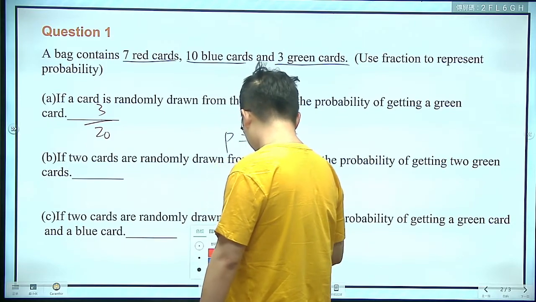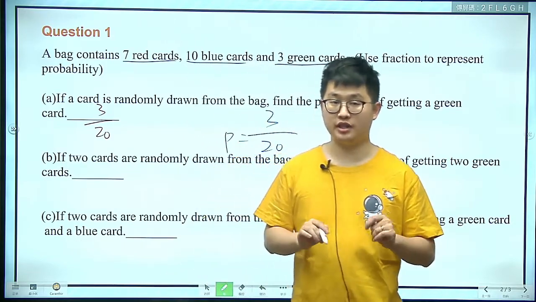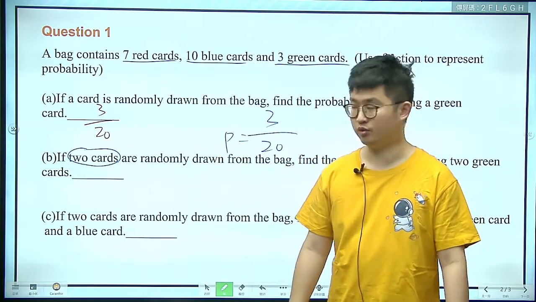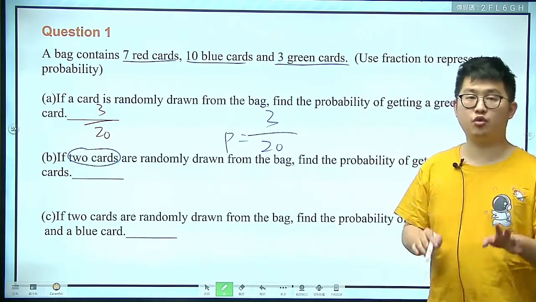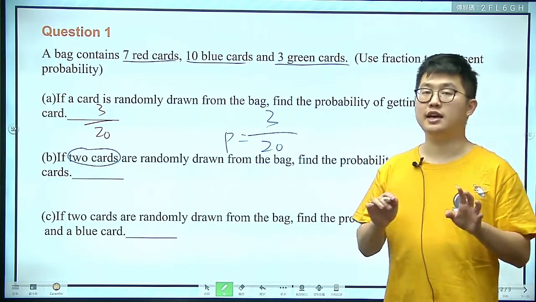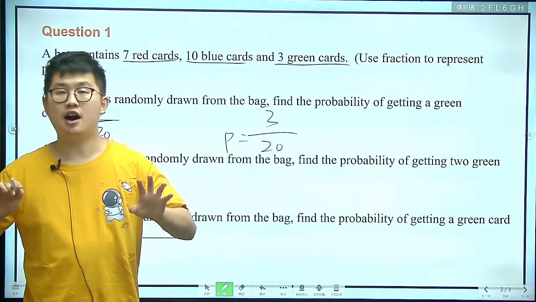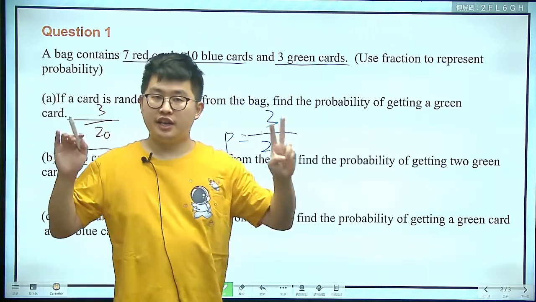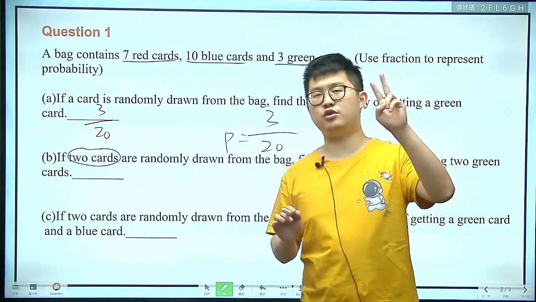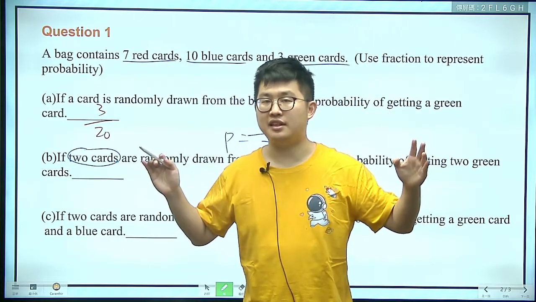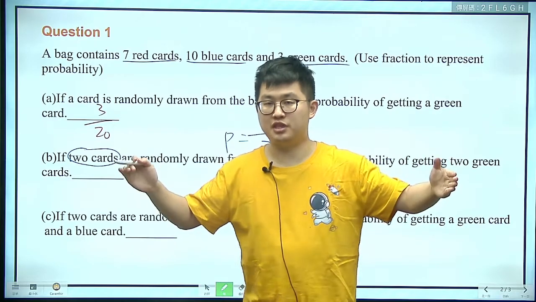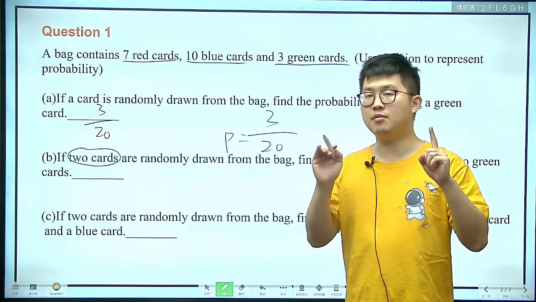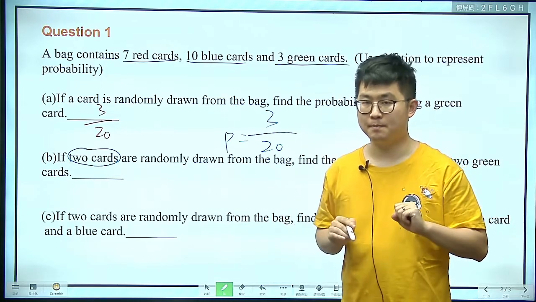The second question will be more difficult because now we need 2 cards. 2 cards are drawn from the bag, and we need to find the probability of getting 2 green cards. In this question, we draw 2 cards, so it means that there are 2 steps. In this scenario, we first calculate the probability of each step.